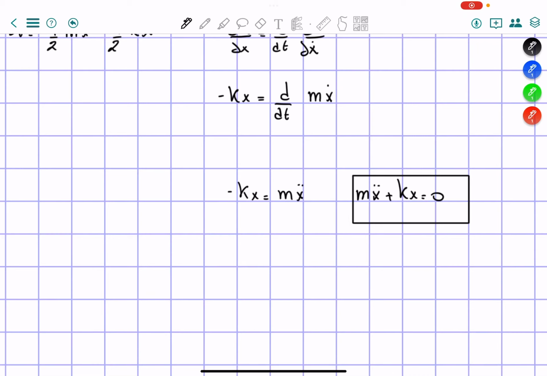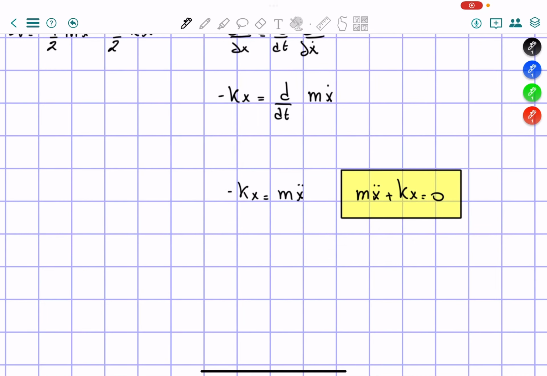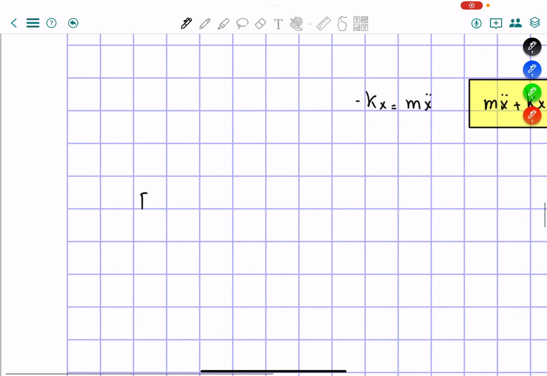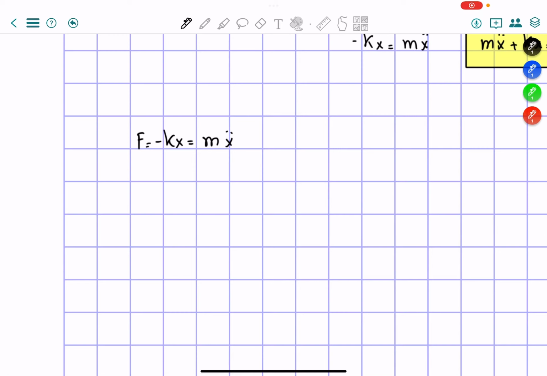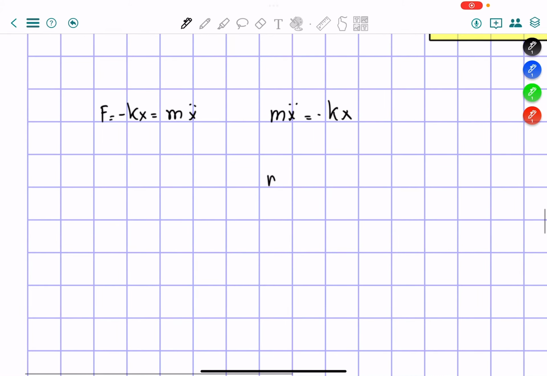Now, one other way we can check if this is correct is by taking another approach to our problem. For example, we know that our force is equal to negative kx, but it is also equal to m x double dot. As you can see directly, we have m x double dot equal to negative kx. Therefore, m x double dot plus kx is equal to 0.